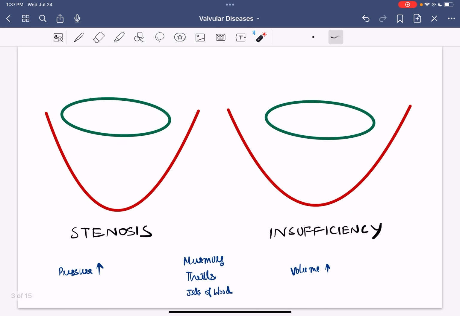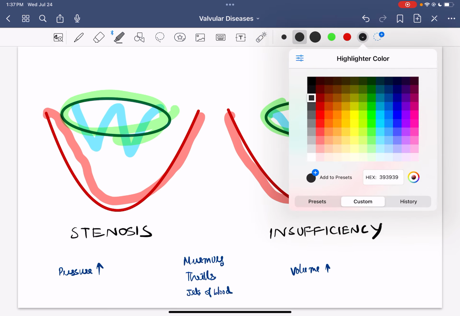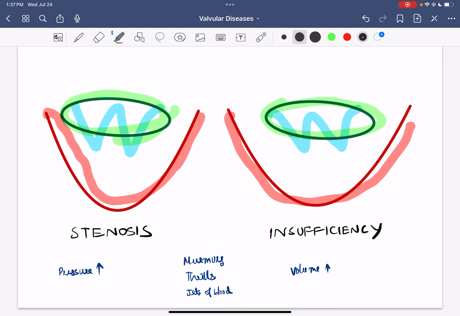Before understanding what those diseases are, I want to explain a basic concept to you. Let's take this as the chamber of the heart, and this is the opening. And let's say this blue color would be the valve. Now, what happens in stenosis? There is an obstruction in the opening. So let's say there is an obstruction like this.